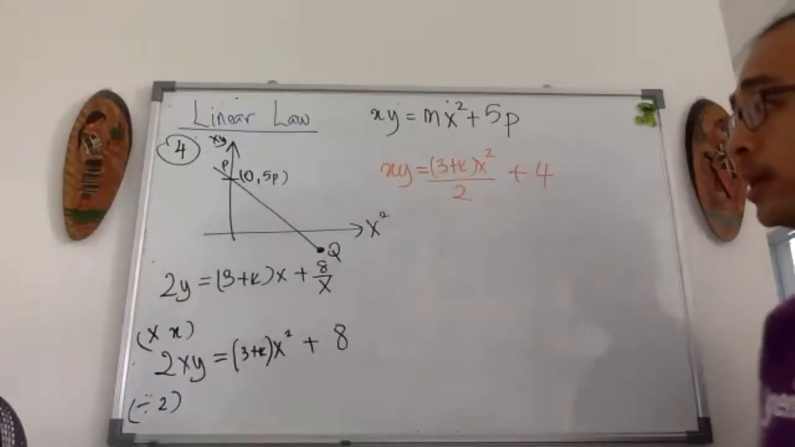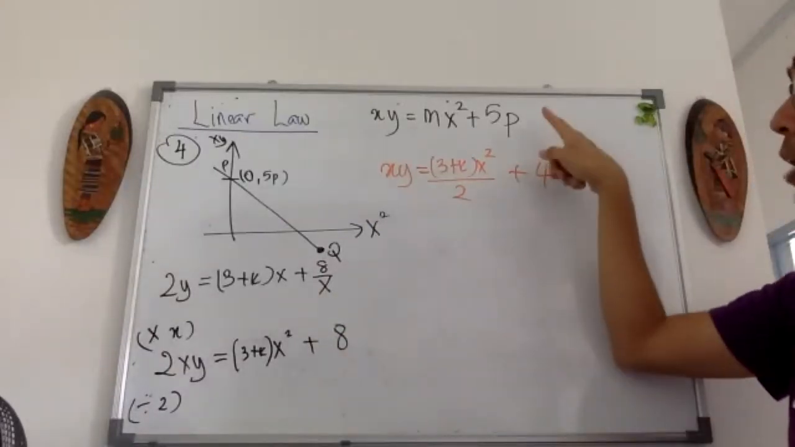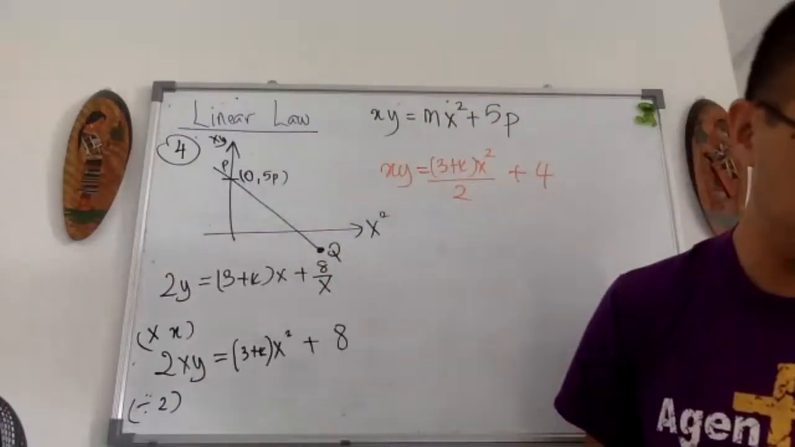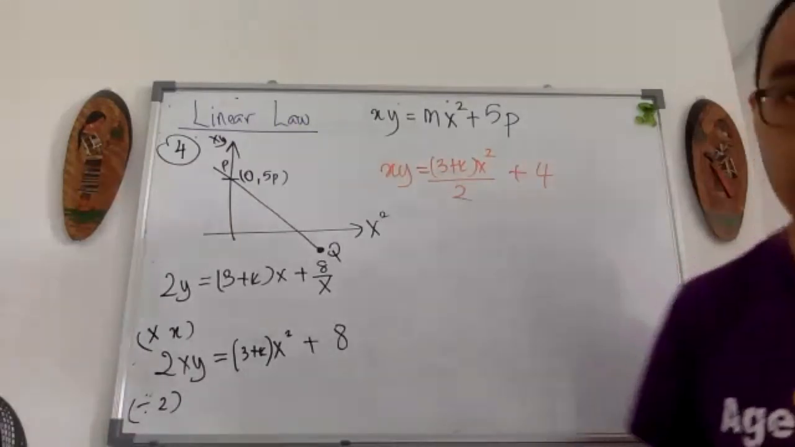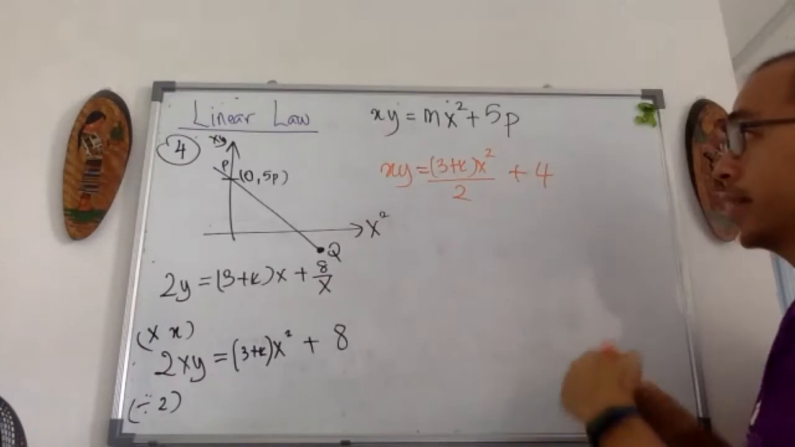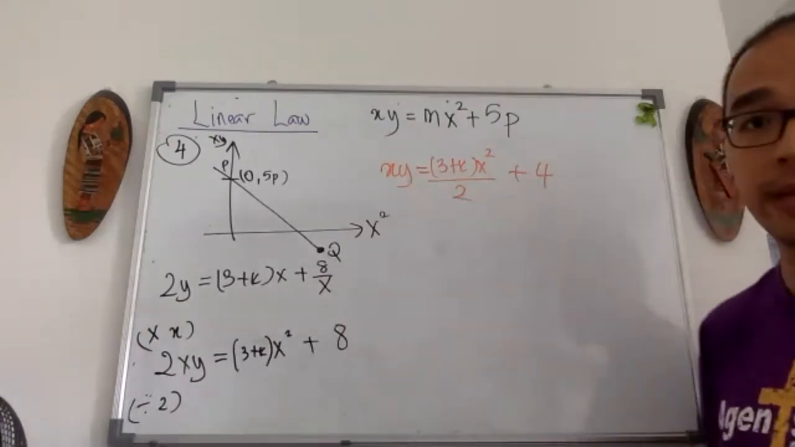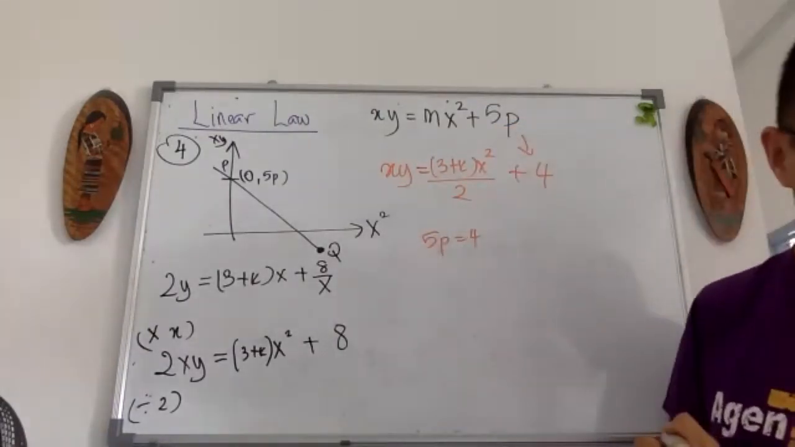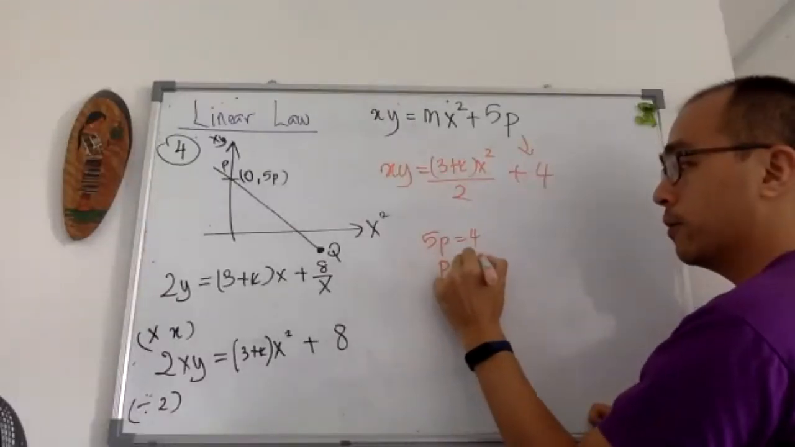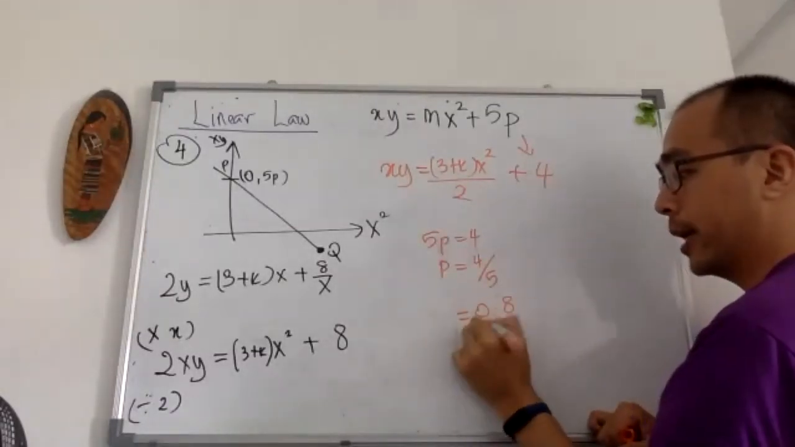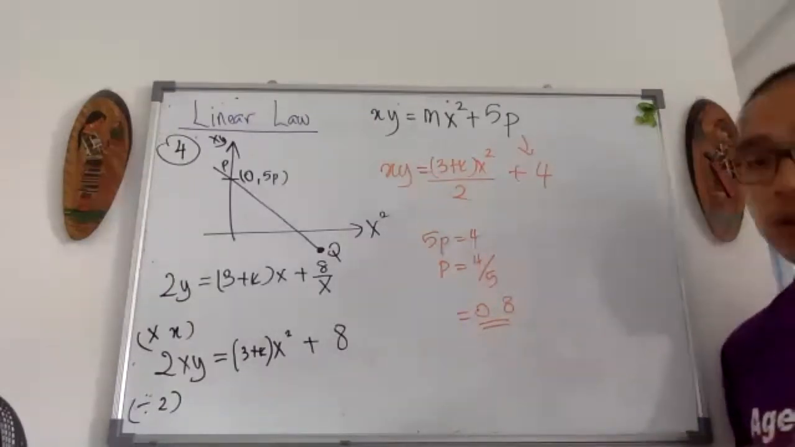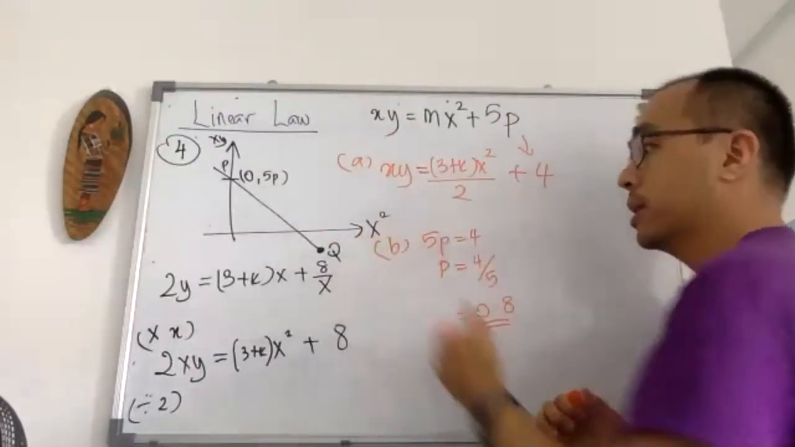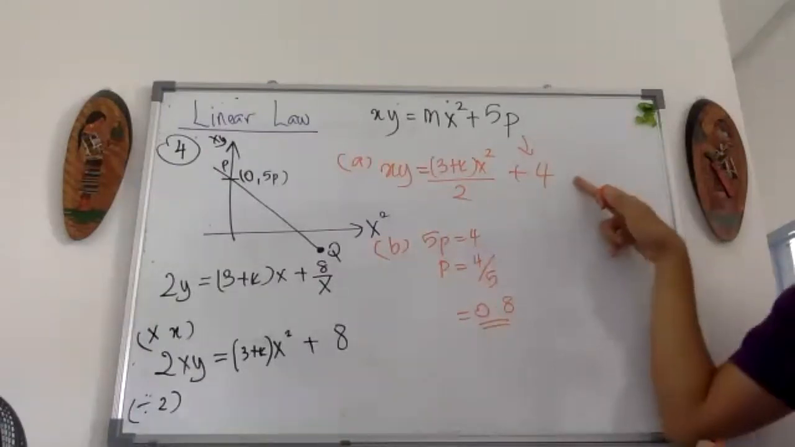Now, take a look at the shape that we've changed and the shape that we built from the line. When you compare, you can immediately tell me a few things. You can immediately tell me what P actually is. If I compare this, 5p equals 4. So therefore, p equals 4 over 5 or 0.8. Even without looking at question B, actually I'm answering question A already. This is the answer for question A.